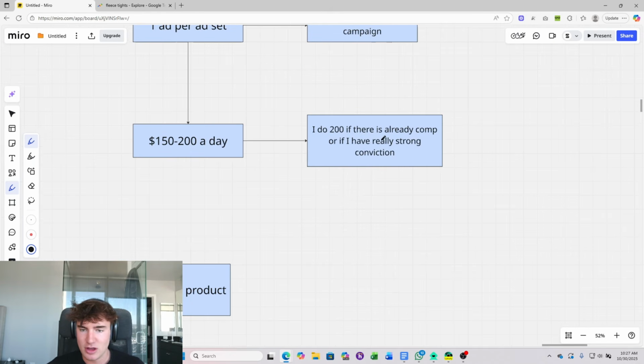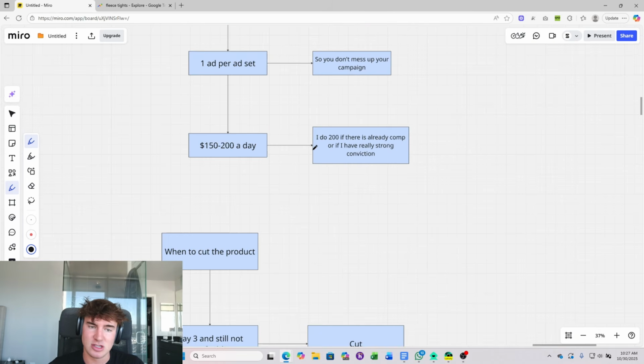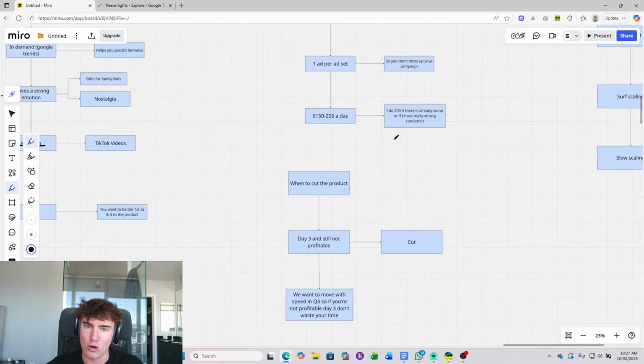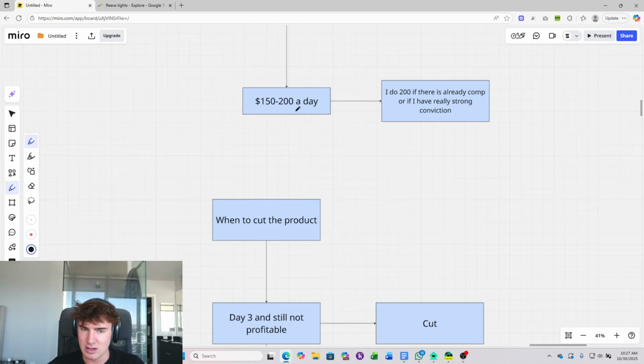I do $200 a day if there's already competition or if I have really strong conviction with it, because I'm literally just trying to get to spend so I can outspend my competitors in the market, so I can get them out of the market. I'll talk about that a little bit more over in here, but basically you want to get to higher spend than your competitors fast. But if you are working with a budget where you need to spend less, $150 is just fine.